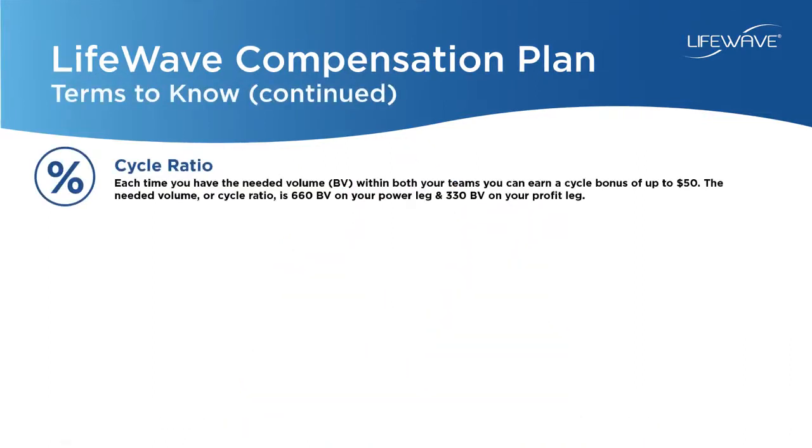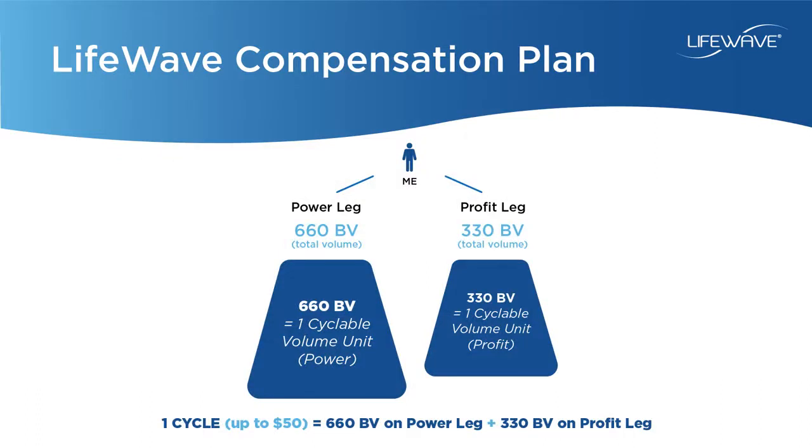Another term to be familiar with is the term cycle ratio. What that refers to is just having the needed volume on either of your legs, right? So on your power leg, to cycle or to earn a $50 bonus, you have to have 660 BV. You have to have 330 BV on your profit leg. When you have those 2 things in place, that is the proper ratio, and that equals a cycle. So that cycle ratio is met.